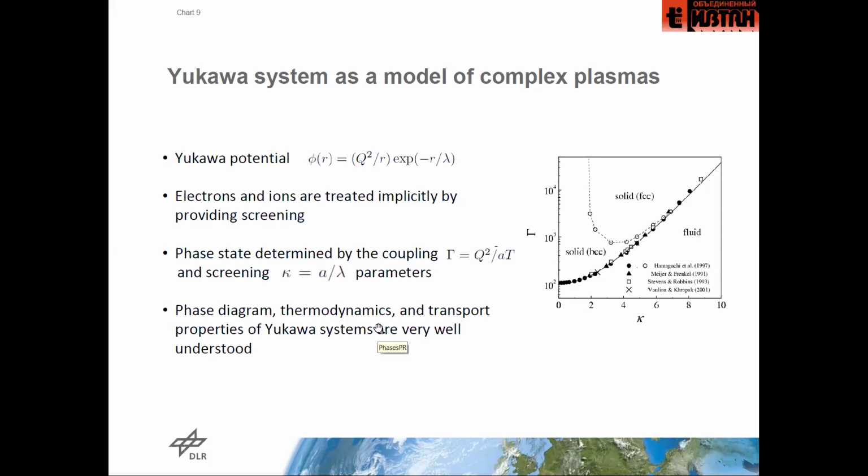I should mention that the phase diagram, thermodynamic and transport properties of Yukawa systems are very well understood. In this sketch, as an example, I show you the phase diagram of the Yukawa system, showing that it can exist in a fluid state, and with increase of coupling, it can crystallize into the solid phase, as BCC for smaller screening parameters or FCC for larger screening parameters.